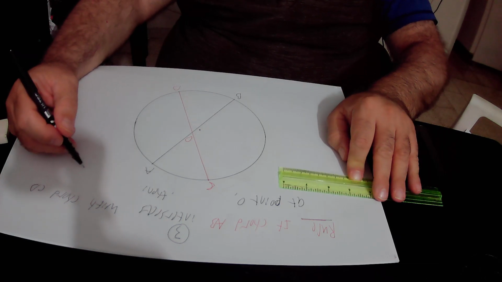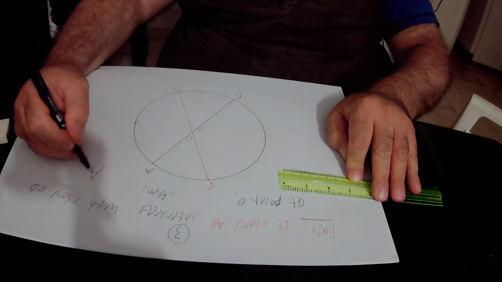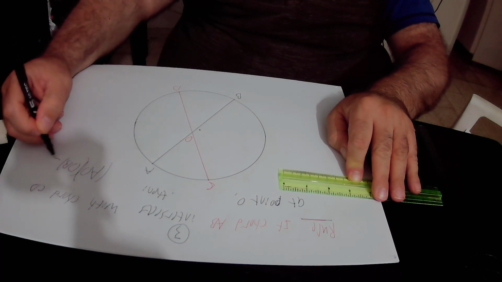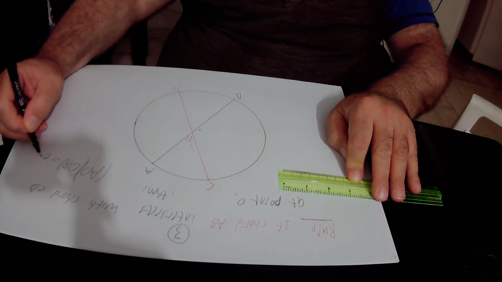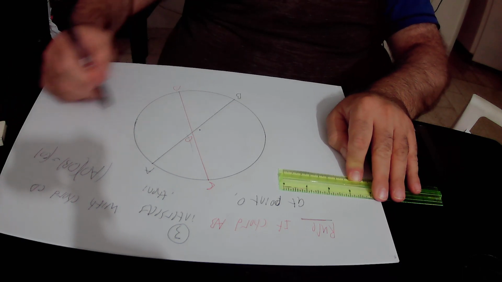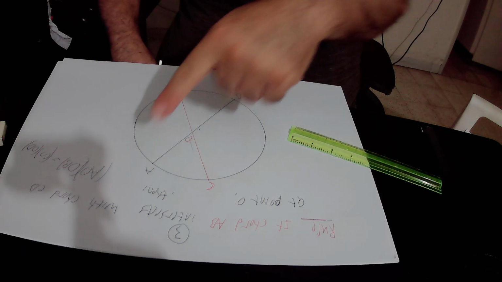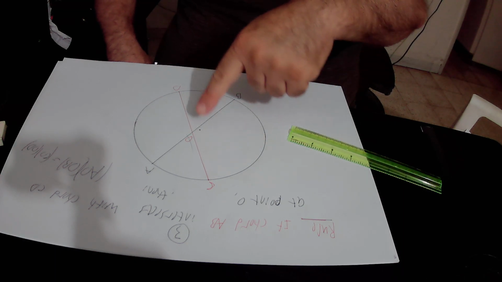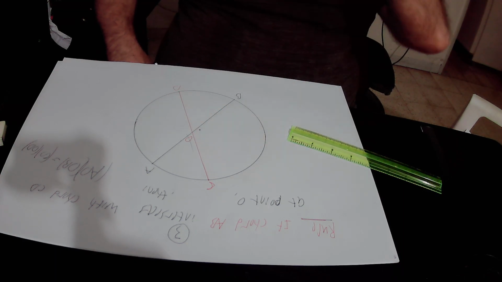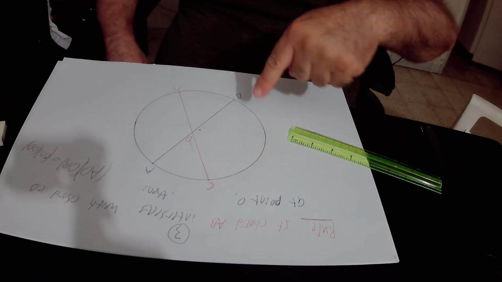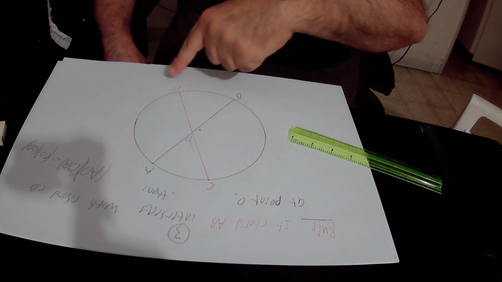That is to say, AO times OB equals CO times OD. I repeat again the rule. If chord AB intersects with chord CD at point O, the intersection point of chord AB with chord CD, then according to this rule, the following equation is true, that is to say, AO times OB equals CO times OD.